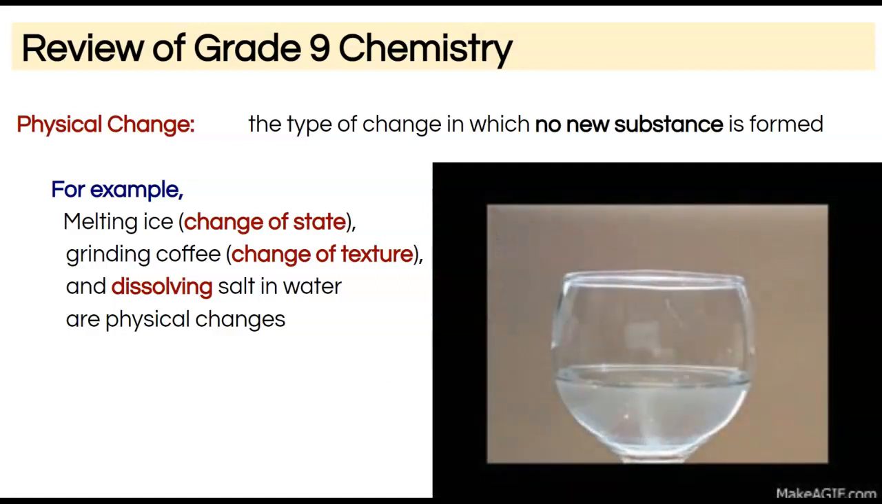This is an example of something that I can easily reverse. All I have here is just salt dissolved in water. It's not anything new that's magically happened. And I can easily get that salt back by just evaporating out the water and collecting the water separately. And that salt would remain.